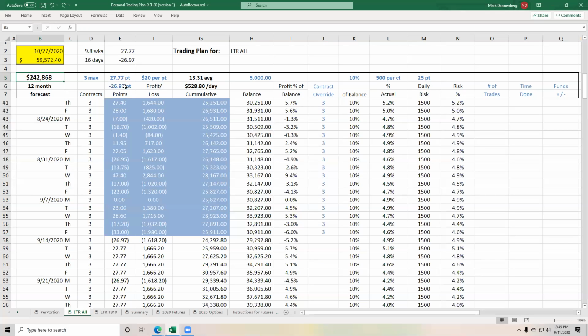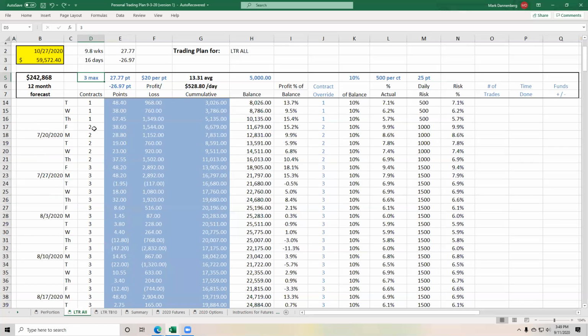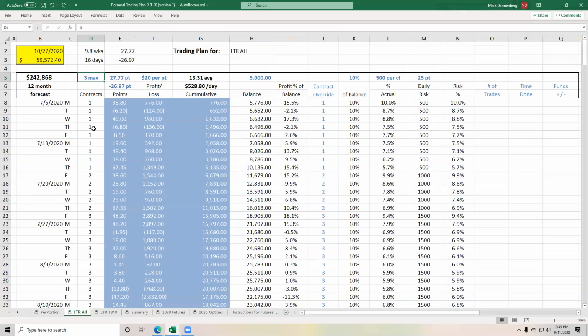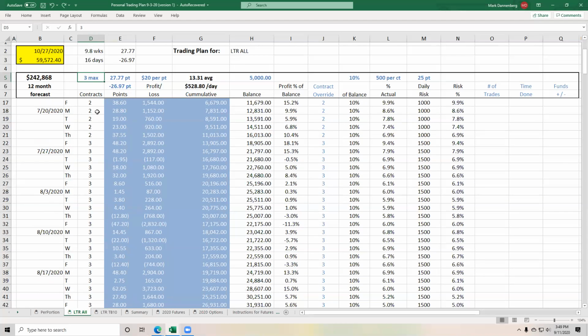The third thing that you can do is adjust, to the degree that you're comfortable, the maximum number of contracts that you would trade over a 12-month period on a per trade basis. Now, we always start with one contract, and the personal trading plan will grow and scale your contracts according to the following.